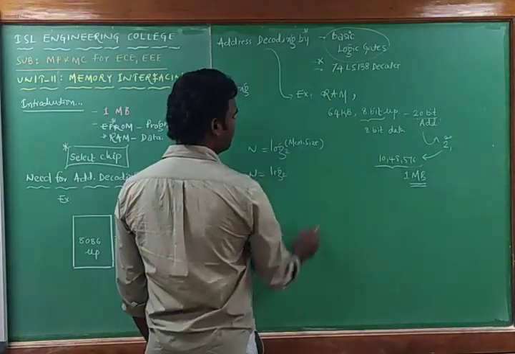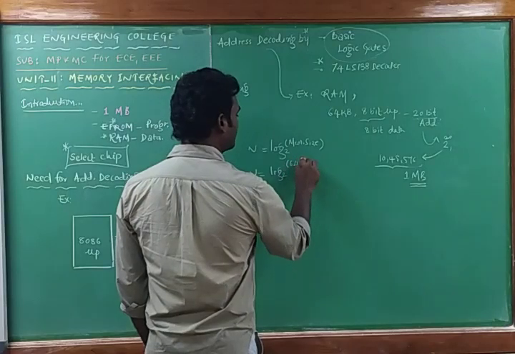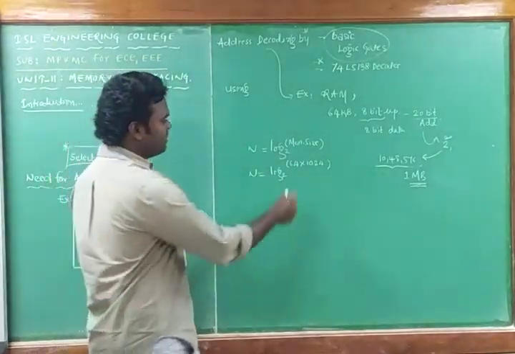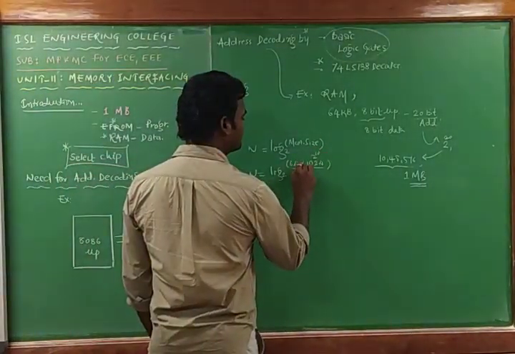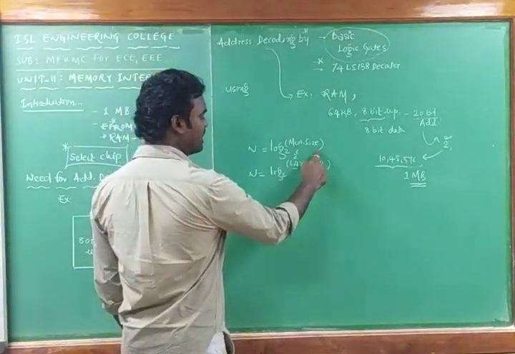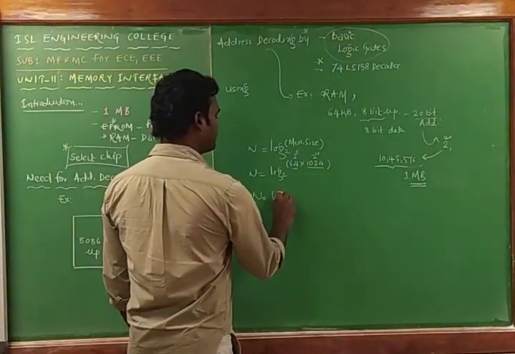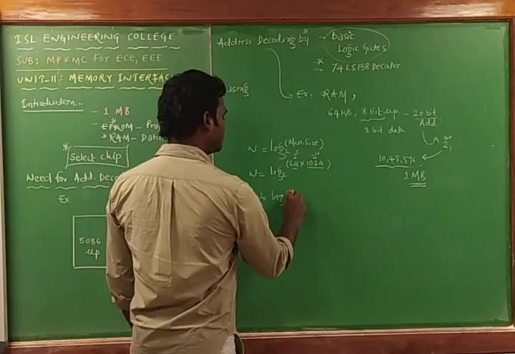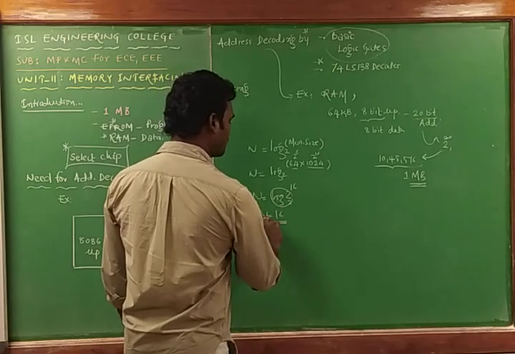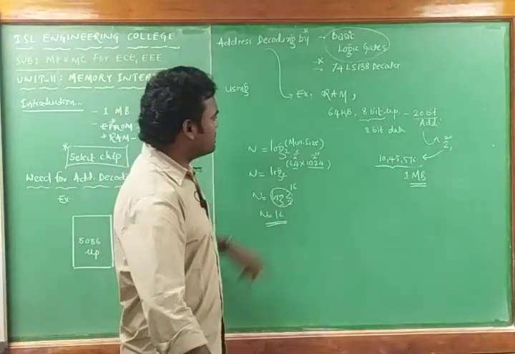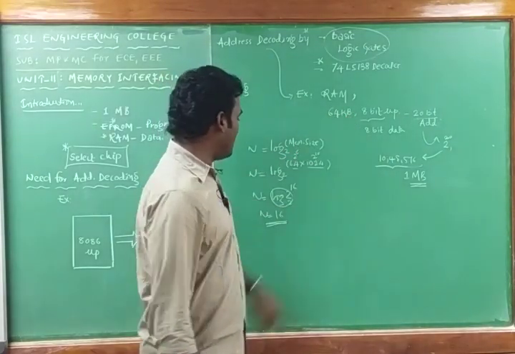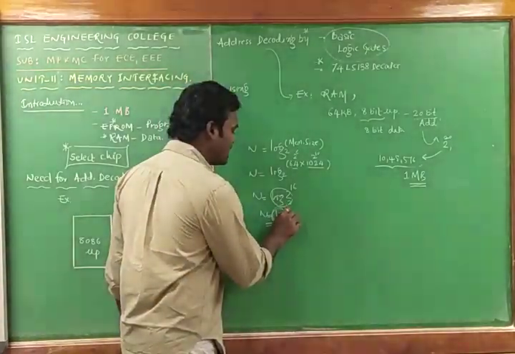The memory size is 64 kilobyte, and 64 into kilobyte is 64 into 1024. 1024 we can write as 2 power of 10, and 64 is 2 power of 6. So 2 power of 6 into 2 power of 10 gives n equals log of 2 power of 16 to base 2. The log and base cancel, so n equals 16. That means to access 64 kilobyte of memory, we require only 16 address lines.